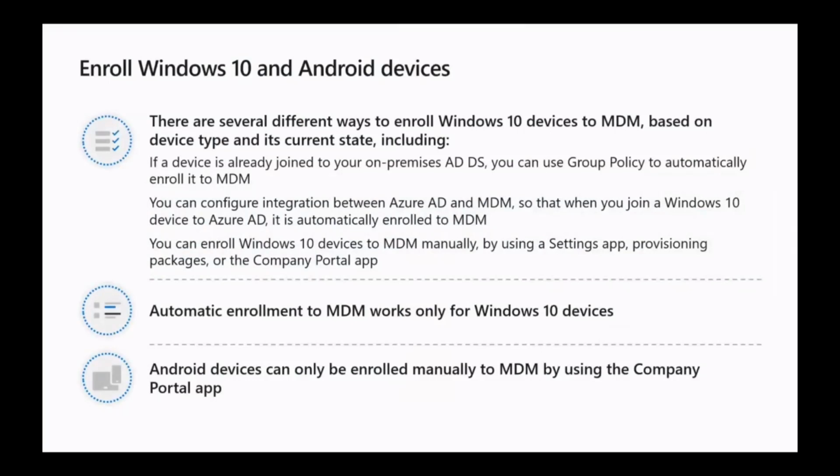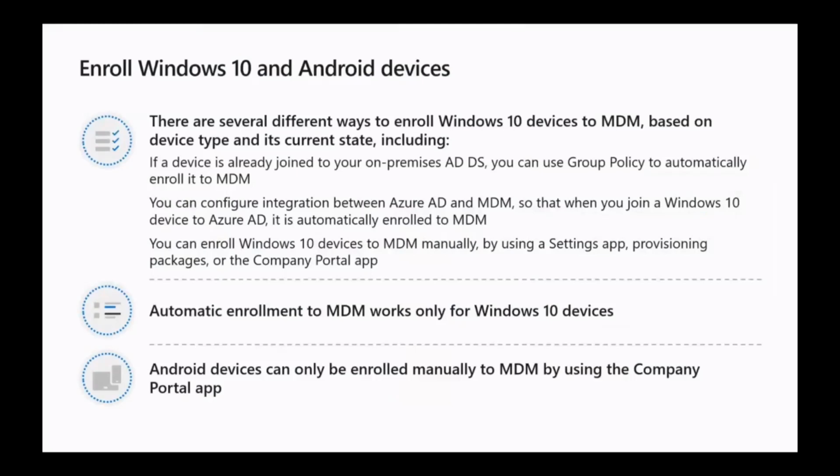Of course, there are several different ways to enroll Windows 10 and Windows 11 devices to MDM, based first on device type and its current state, including but not limited to, again, if a device is already joined to your on-premises Active Directory domain services. In that case, you can use group policy to automatically enroll it to MDM. And also you can configure integration between Azure Active Directory and MDM, so that when you join a Windows 10 or Windows 11 device to Azure Active Directory, it is also going to be automatically enrolled to MDM.